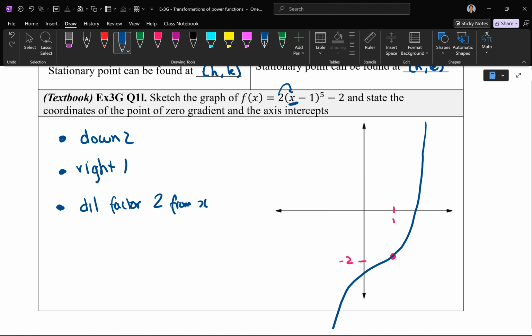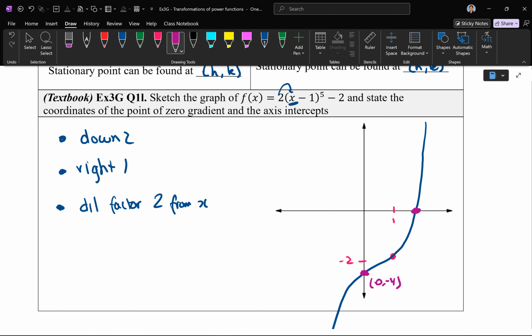And what am I missing? If I were to get my 3 marks, what am I missing? Good. And? Very good. And so this goes back to y-intercept, let x equal 0, and then x-intercept, let y equal 0, and then you solve. Okay, and then just make sure to label those key features, x-intercept, y-intercept. Y-intercept's the easiest. Let x be 0, so -1 to the power 5 is -1, times 2 is -2, take away 2, -4, so that must be (0, -4).